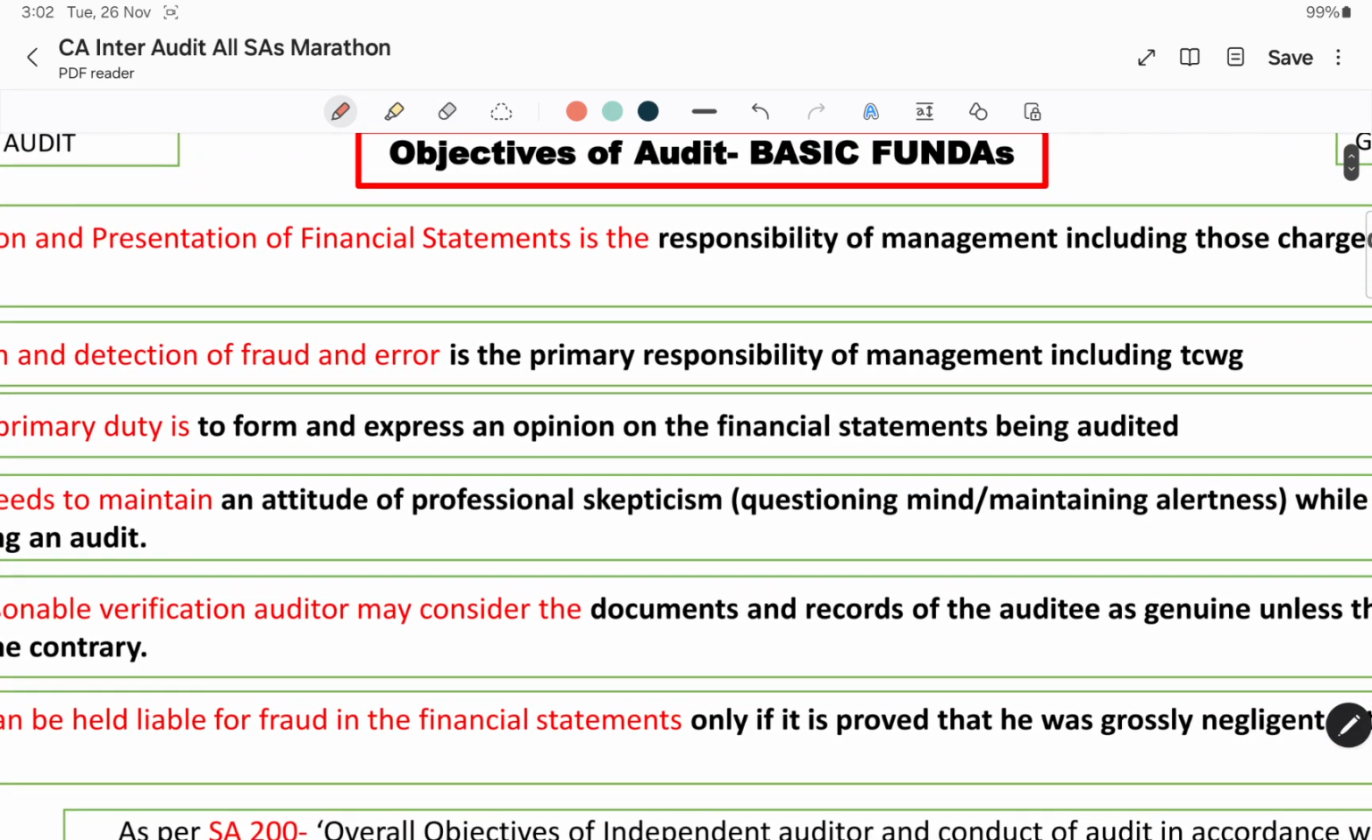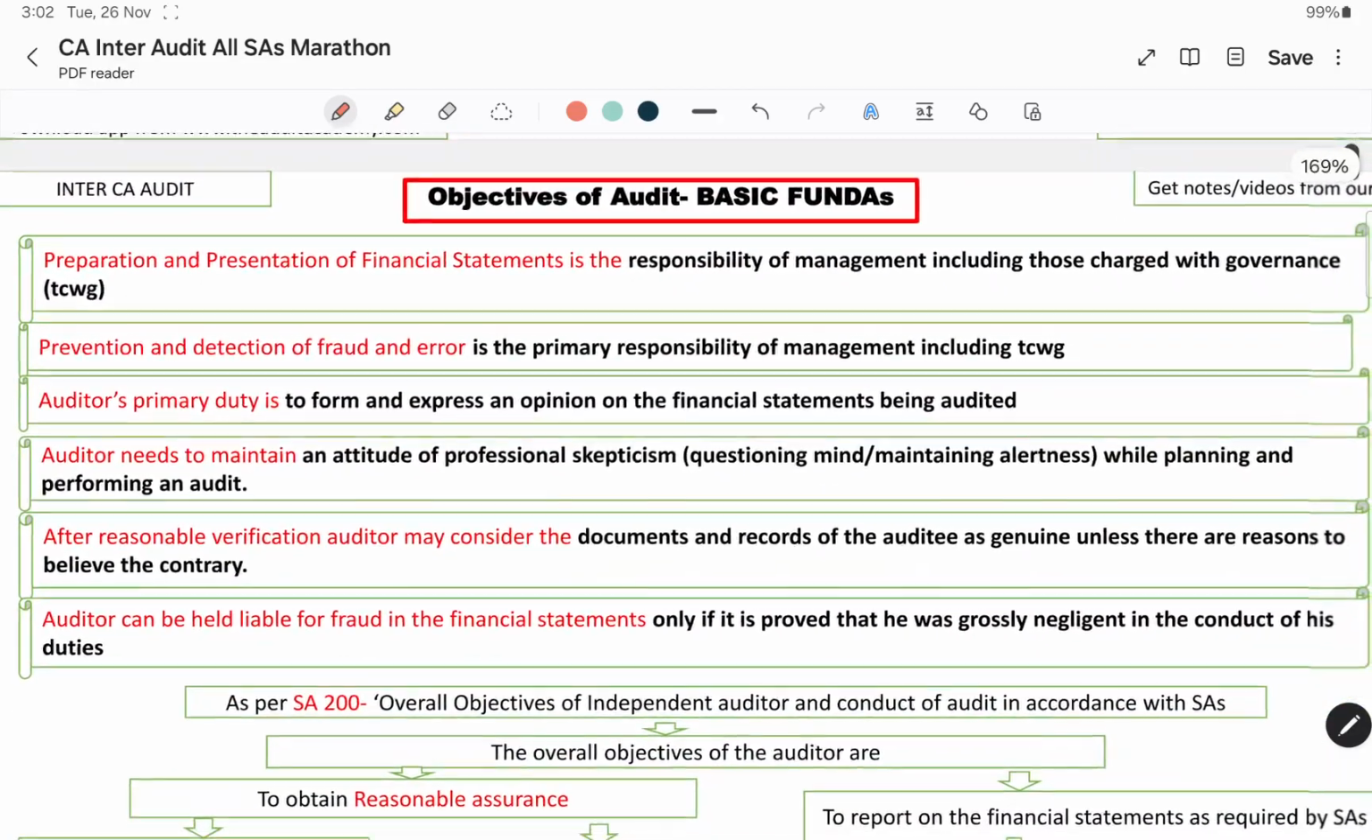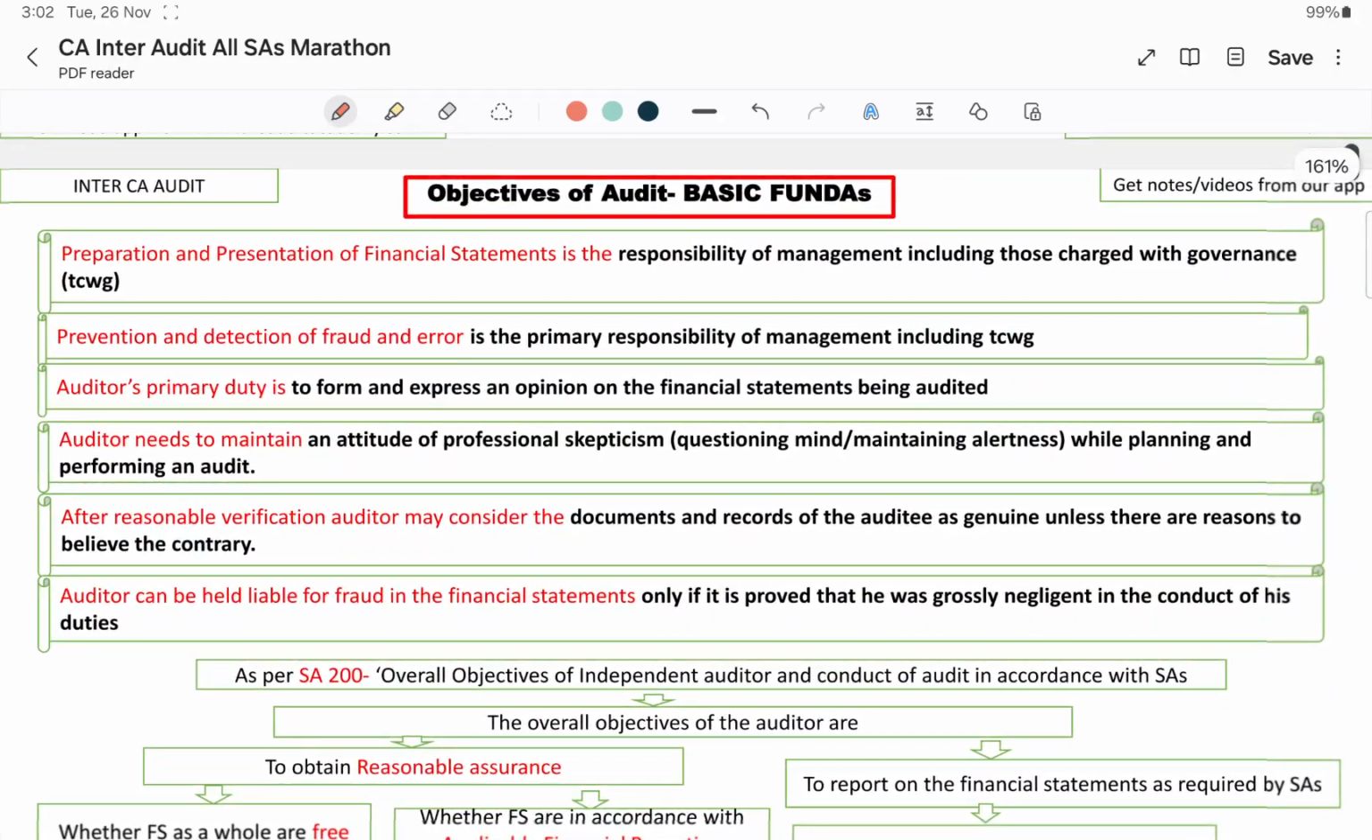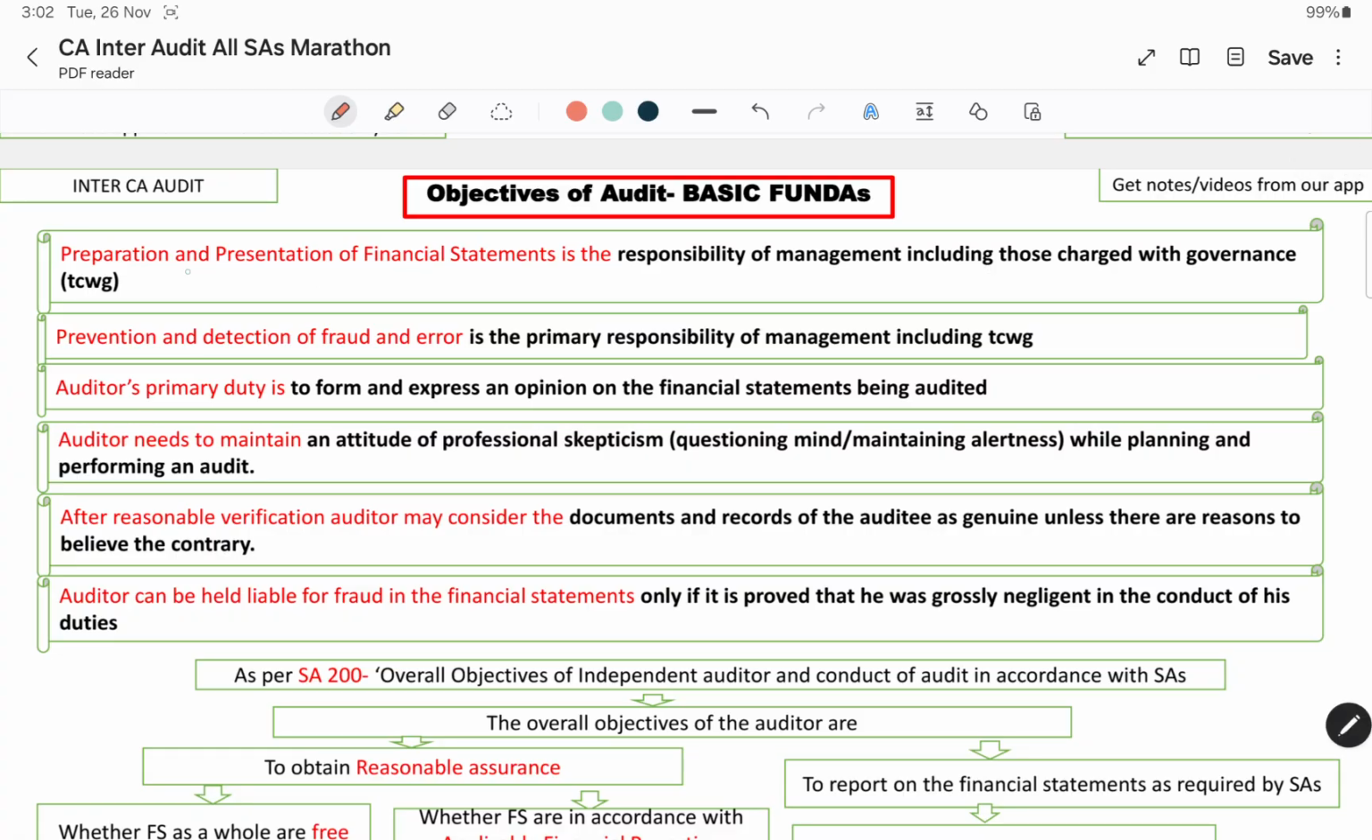Next is objective of the audit, basic fundamentals. Preparation and presentation of the financial statement is the responsibility of management, including those charged with governance. Prevention and detection of fraud and error is the primary responsibility of the management, including TCWG. Auditor's primary duty is to perform and express an opinion on the financial statement being audited.